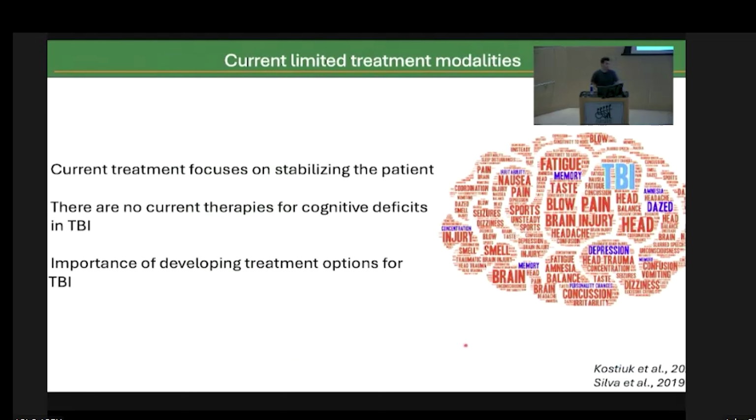So what are the current treatment modalities for traumatic brain injury? Currently, treatments focus on stabilizing the patient through surgical means, relieving intracranial pressure, or pharmacology. There are actually no current therapies that address the long-term cognitive deficits of traumatic brain injury. So once again, we need to develop strategies to address these issues that greatly impact quality of life.